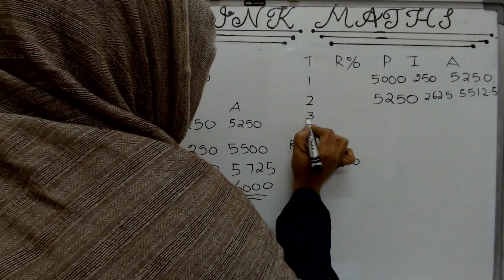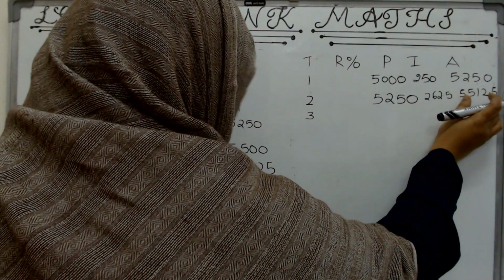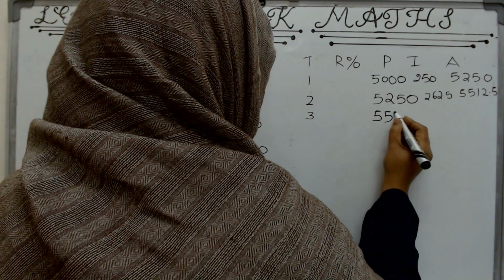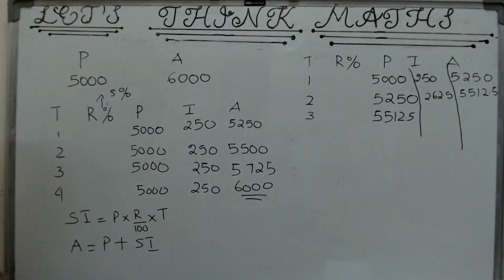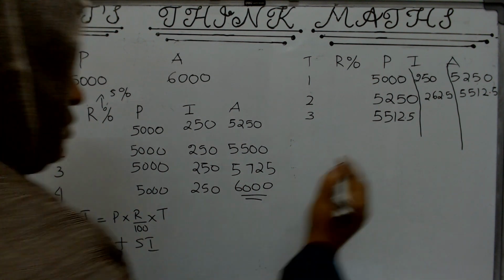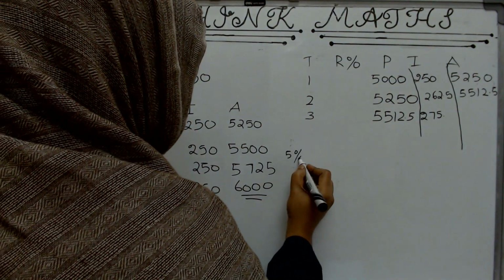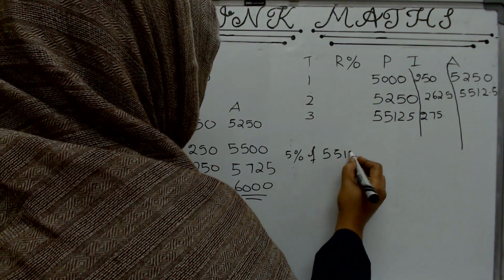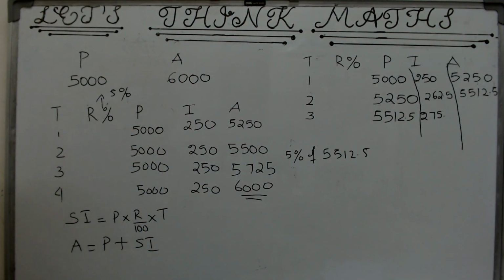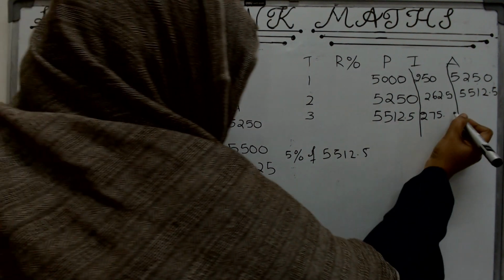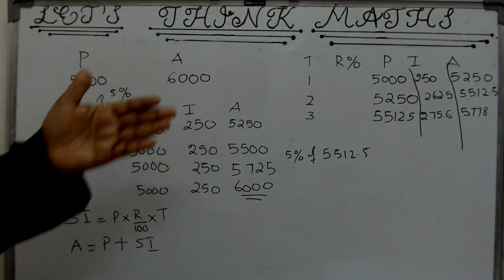What happens in the third year? Again the principal changes. Now this amount is the new principal. And what will be the new interest? The new interest will be 275 point something. Why is that? 5% of 5512.5. So this again changes. It becomes 275.6, and that would be 5788 point something.